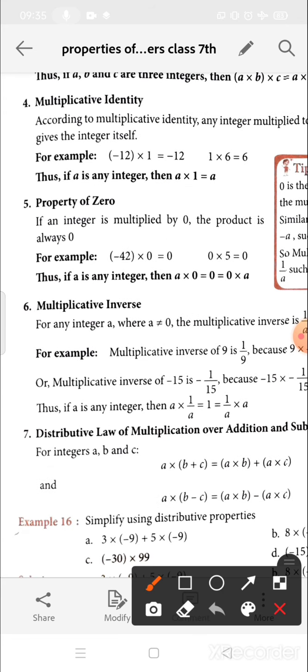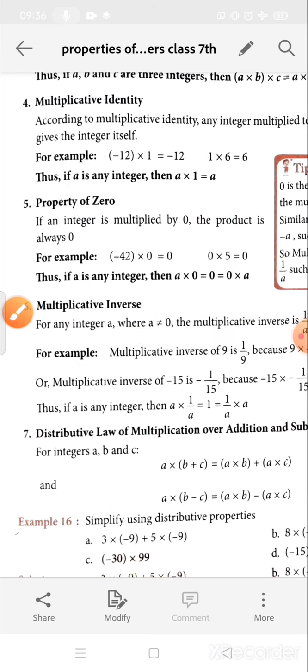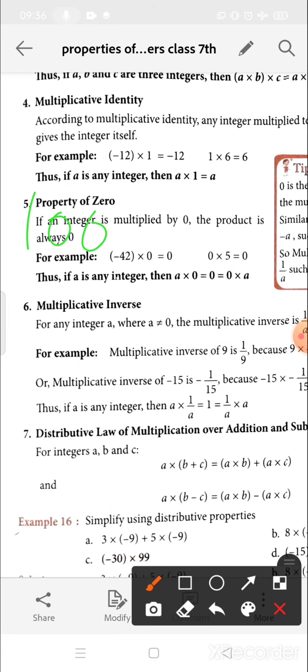The fifth property is the property of 0. Property of 0 means, beta, whenever you multiply any integer by 0, the product is always 0, whatever the integer may be, however large or small. For example, minus 10, 100. If you have this number and you multiply it by 0, it will be equal to 0. And in another manner, if you have 1 lakh and you multiply by 0, the resultant is 0.